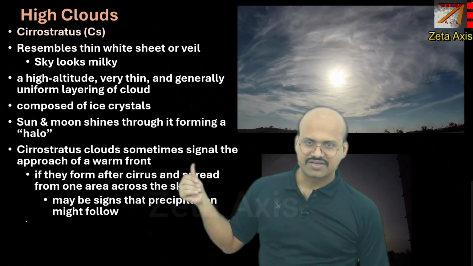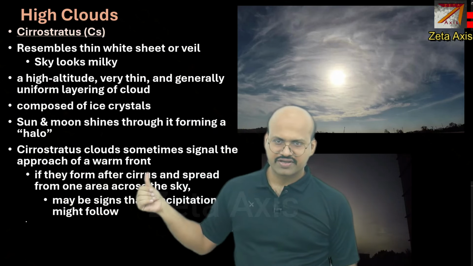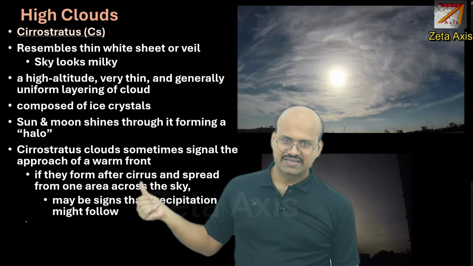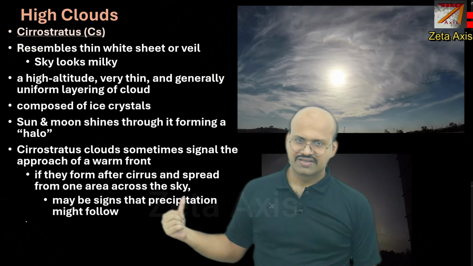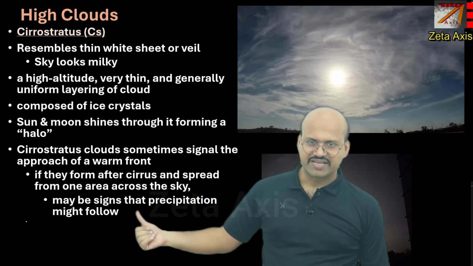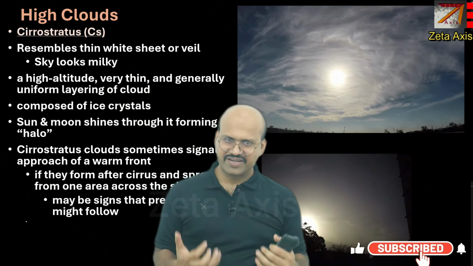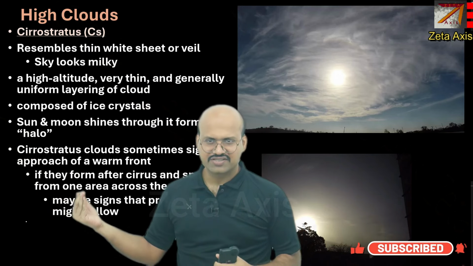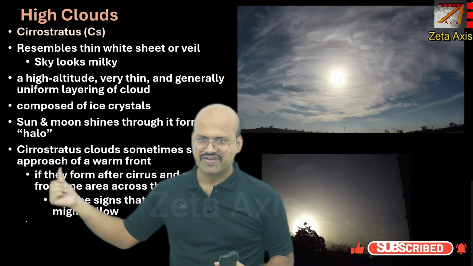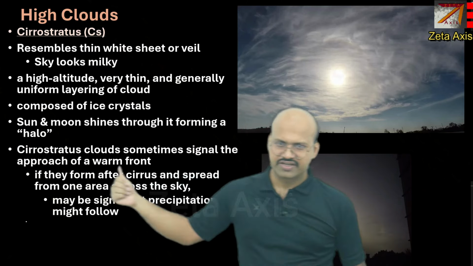Cirrostratus clouds sometimes signal the approach of a warm front if they form after cirrus and spread from one area across the sky, and may be signs that precipitation might follow. So these types of clouds could be formed through different regions, but here we are discussing a particular characteristic where they are formed when a warm front is approaching.